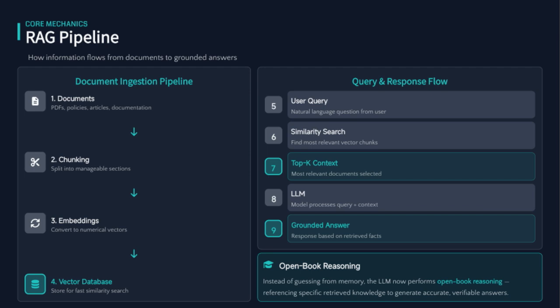The process begins with the user submitting a natural language question. Then, the system finds the most relevant document chunks by performing a similarity search on a vector database. These chunks are converted into numerical vectors through embeddings and split into manageable sections, like PDFs, policies, or articles. The model then processes the query along with this context, selecting the top K most relevant documents.